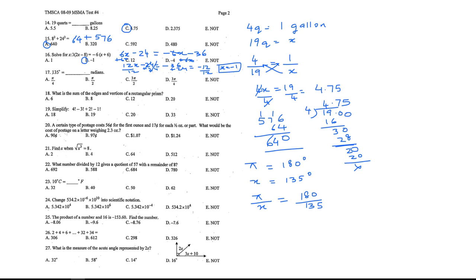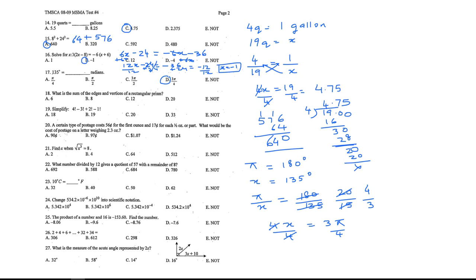If you divide numerator and denominator by 9, you'll get 20 in the numerator, and you will get 15 in the denominator, and then you can further divide this by 5, so you get 4 and 3. So pi over x is equal to 4 over 3. So I can cross multiply, so I get 4x is equal to 3 pi, and then I can divide both sides by 4. So I get x is equal to 3 pi over 4. So let's select choice D as the answer.